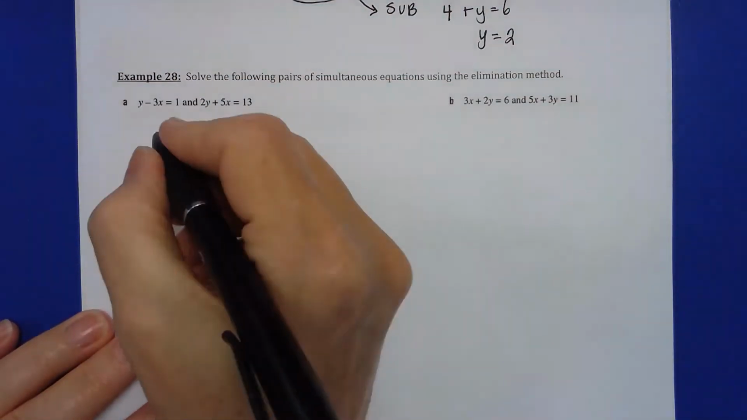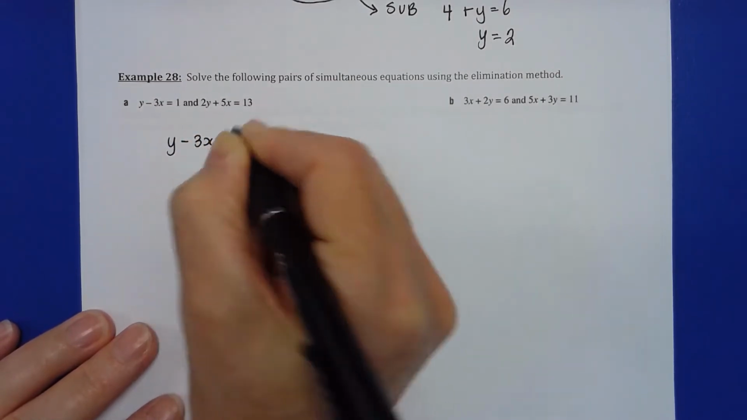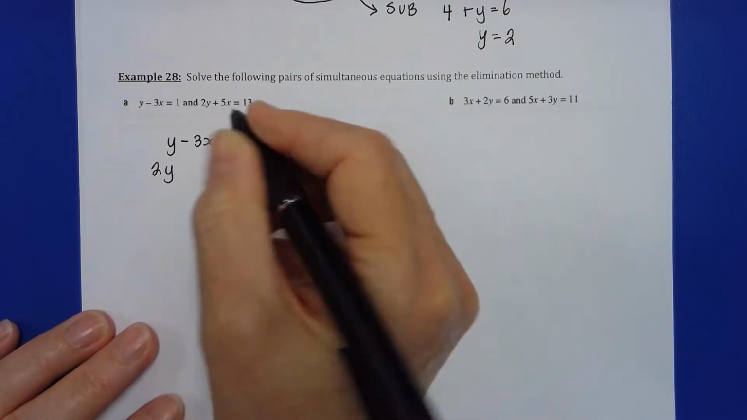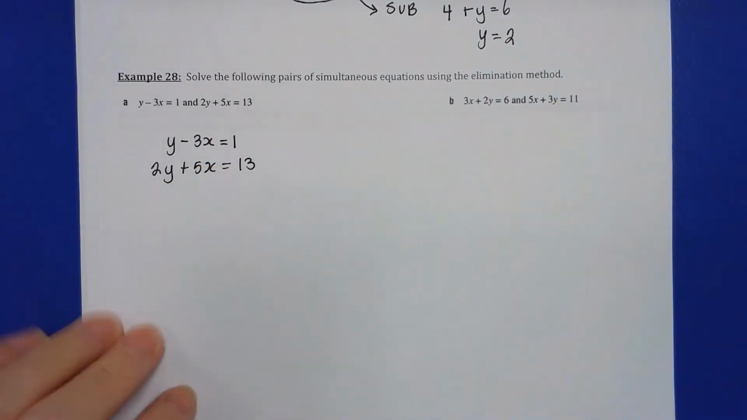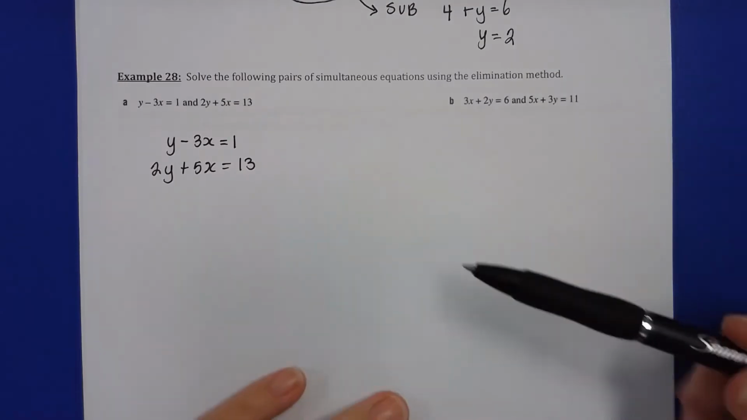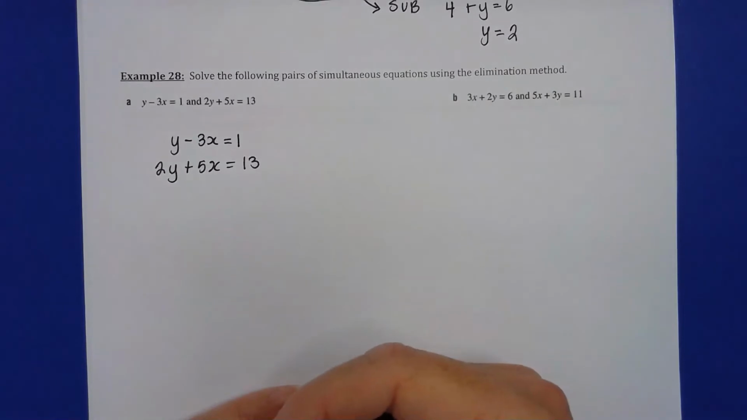The first thing I'm going to do is write them like this. I don't have opposites. I have 1 and 2 that are definitely not opposites, and negative 3 and 5. So that doesn't really help me. Any suggestions?